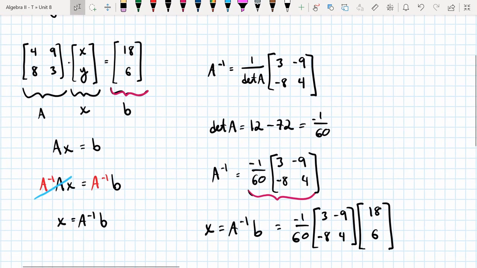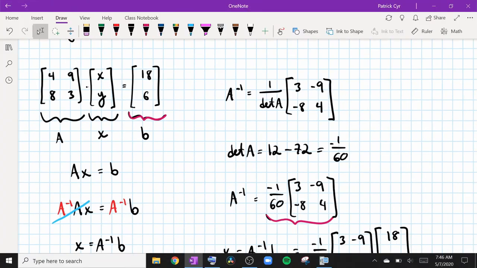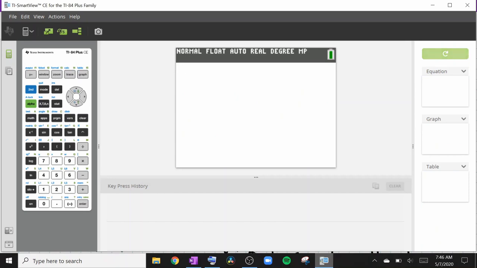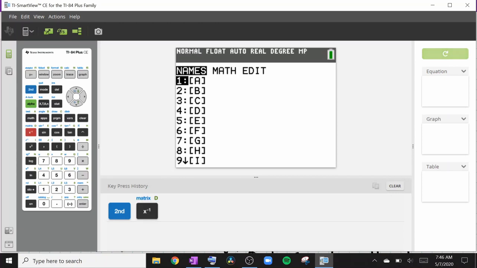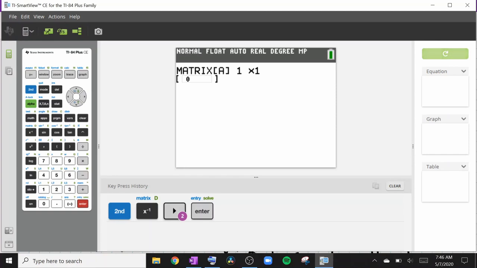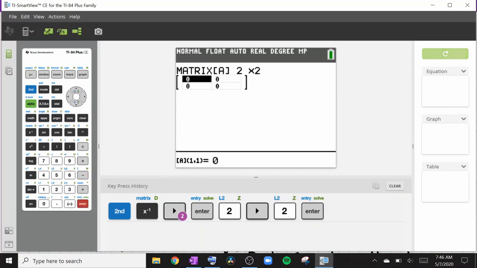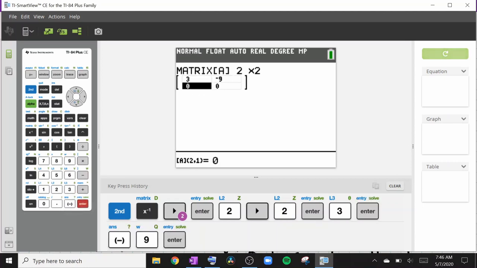What we could do here is go through the multiplication and evaluate what we get. You can actually perform these operations using calculators. I haven't told you guys this yet because I want to teach you how to do it without a calculator. But if you go to your calculator, we're going to go to second, and then x to the negative 1, and then we're going to make a matrix. Our first matrix is a 2 by 2, and I'm going to plug in the elements. So 3, negative 9, negative 8, and then 4.